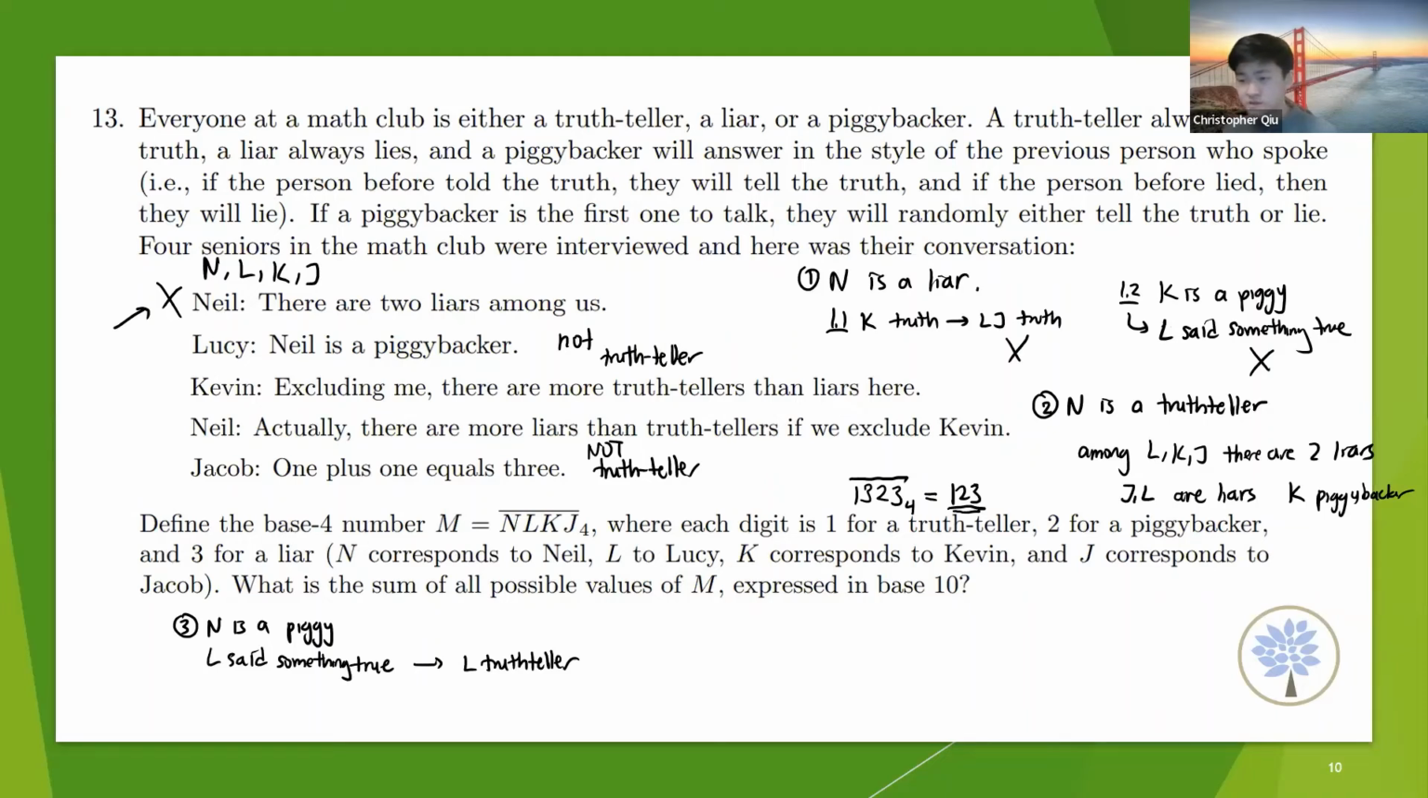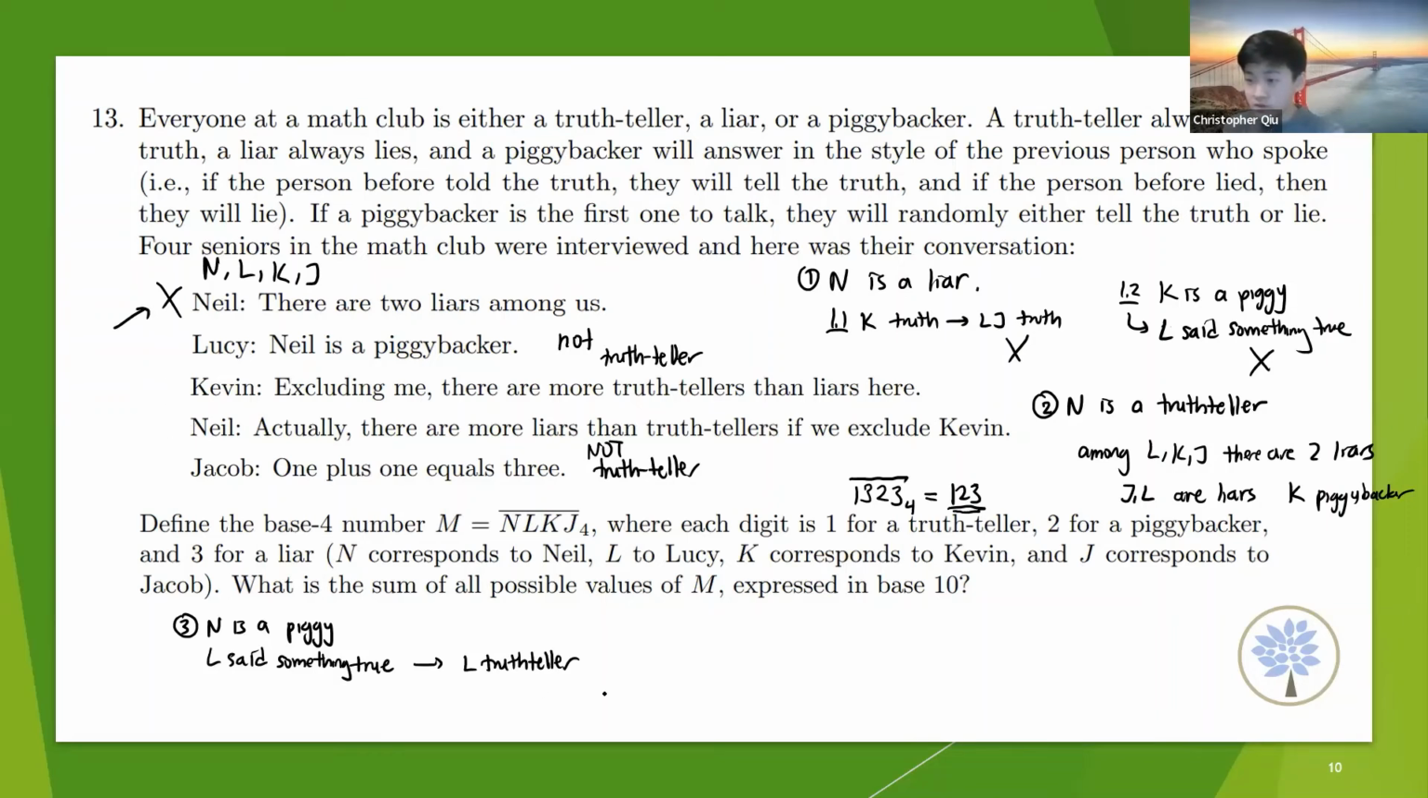So Lucy said something true, of course, since Neil is a piggybacker. And then whatever Kevin says, Neil would say the same. If Kevin says the truth, Neil would also say the truth. If Kevin said something that's false, Neil would also say something false, but would also say something true. And in this case, that would mean that there are simultaneously more truth tellers than liars, and there would be more liars than truth tellers. And that's impossible. You cannot have more truth tellers than liars and more liars than truth tellers.